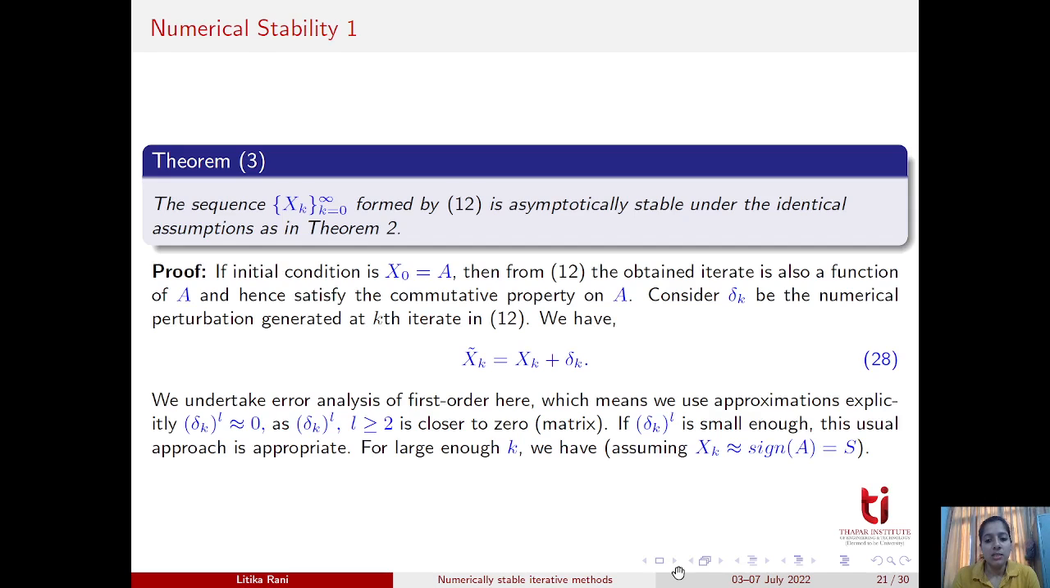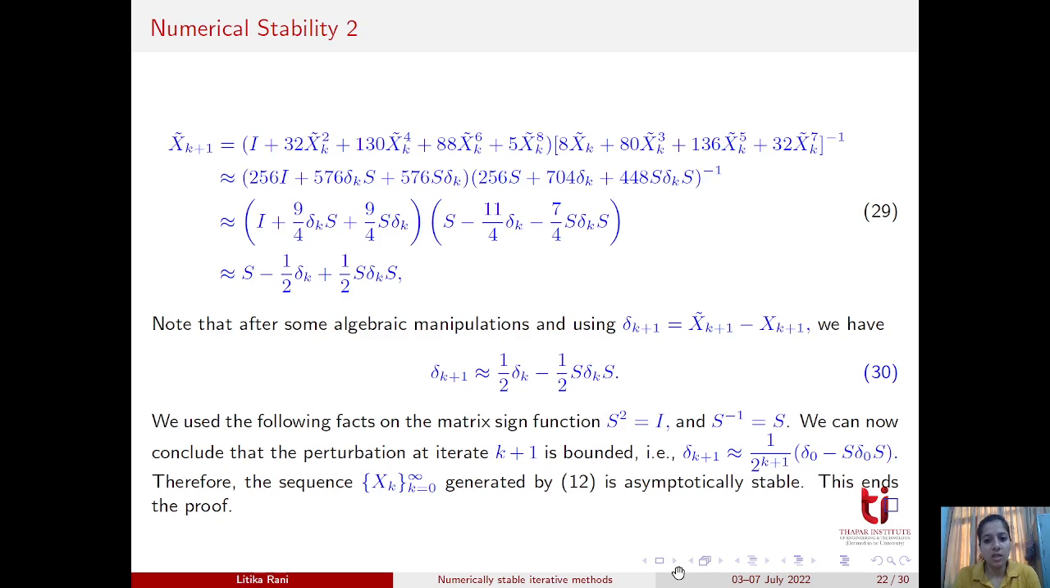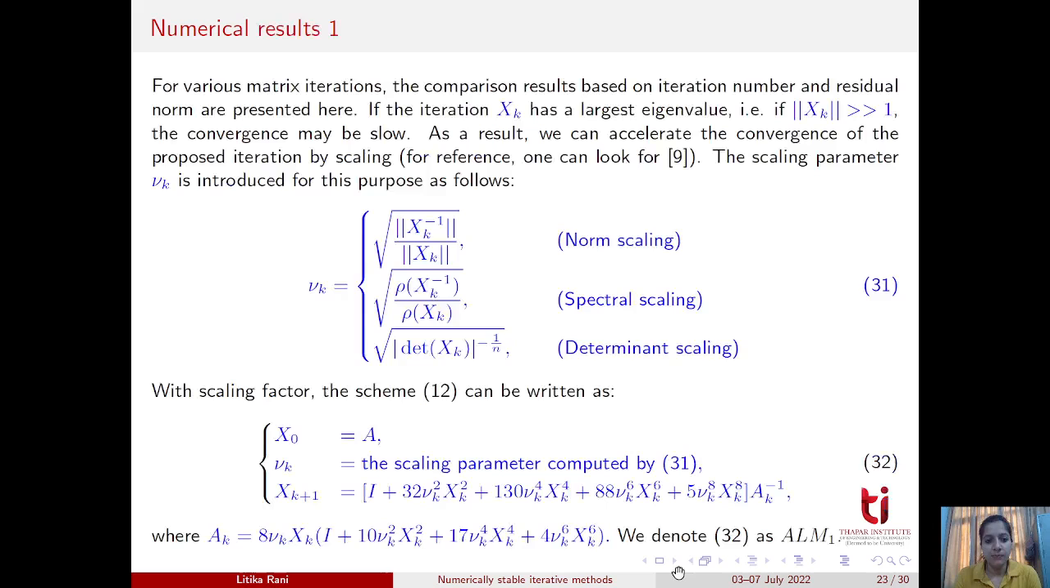So let us consider that delta k be the numerical perturbation generated at the kth iterate, and accordingly we can obtain expression 28. So by using the first-order error analysis and after some algebraic manipulation, we can get expressions 29 and 30, which prove that the sequence generated by 12 is asymptotically stable.